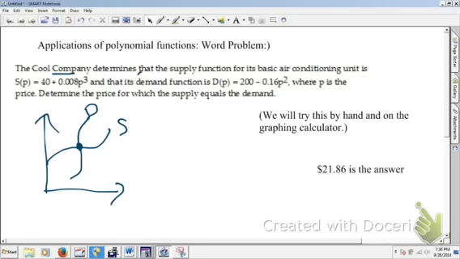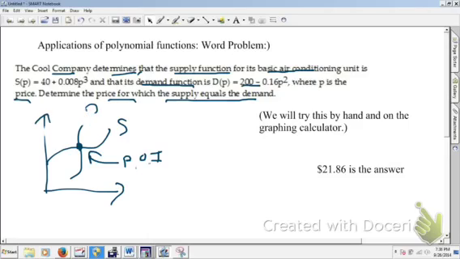So a cool company determines that a supply function for its basic air conditioning unit is given by this polynomial function here. And the demand function is given by this polynomial function here, where P is the price for the air conditioning unit. Determine the price for which the supply equals the demand. Well, if you're a visual person, you know you're looking for the POI, the point of intersection. We will do that on the graphing calculator here in a moment, but let's hold that thought.